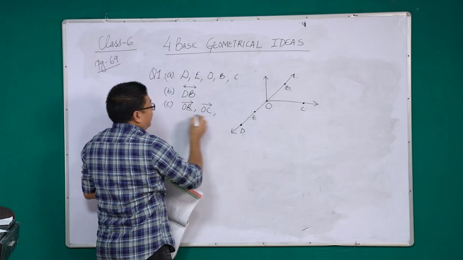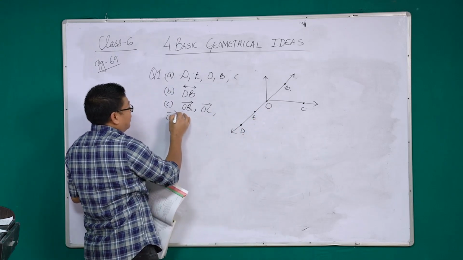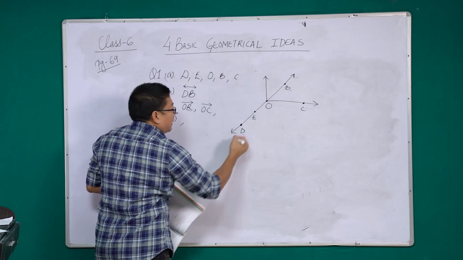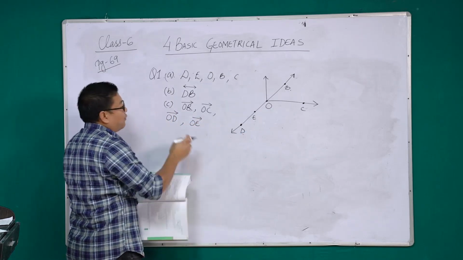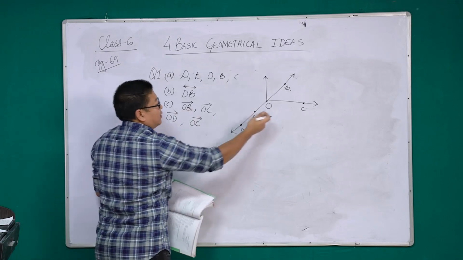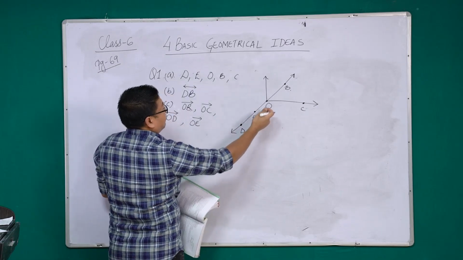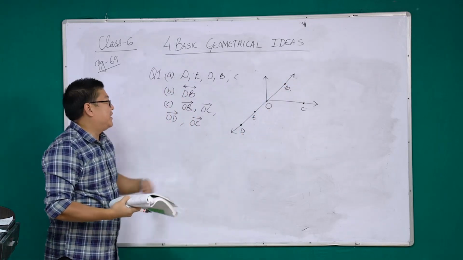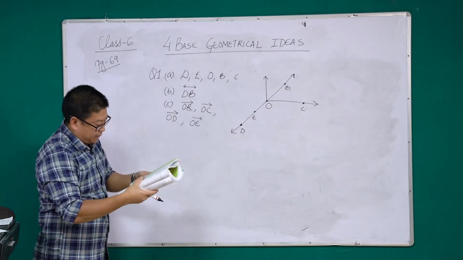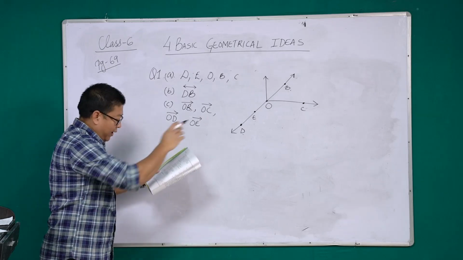Similarly, OD is another ray. OE can also be called a ray. So they're asking us for 4 rays. These are the 4 rays. You can also say DB can also be another ray. All right. So these are different rays, these are the 4 rays.